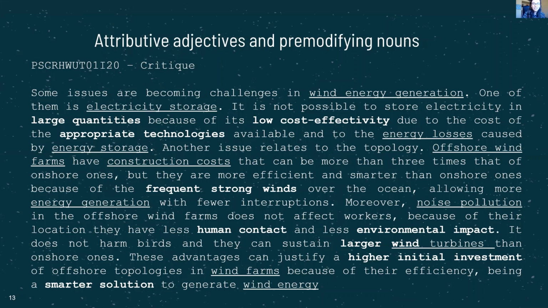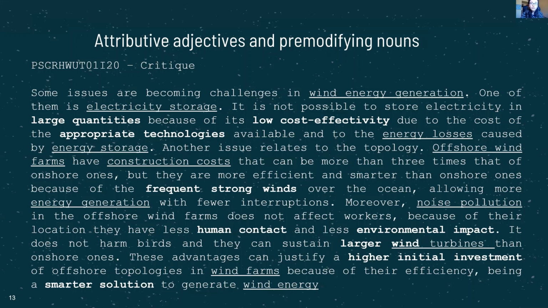So here we have a critique in which students have to evaluate a wind farm. And in this case, we can see in bold the attributive adjectives. And we see a lot of attributive adjectives that are associated with evaluation. So for example, large quantity, large wind, higher investment, or low cost. So students are using these evaluative attributive adjectives in order to show their evaluation of this wind farm project.